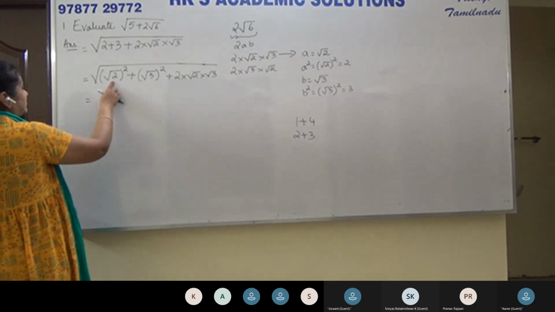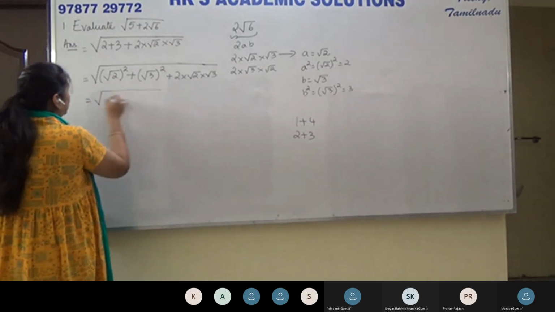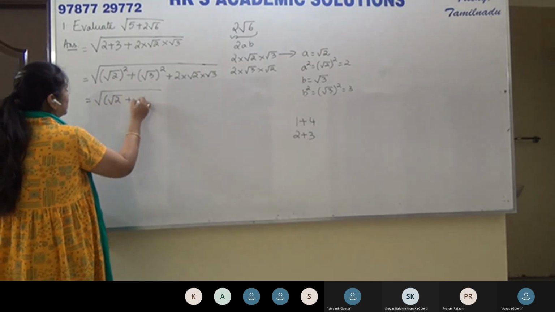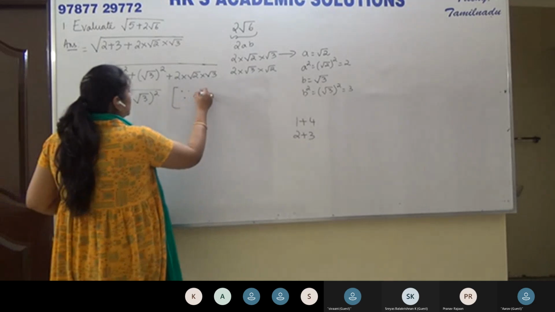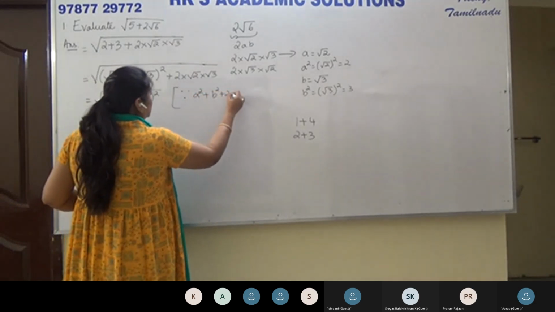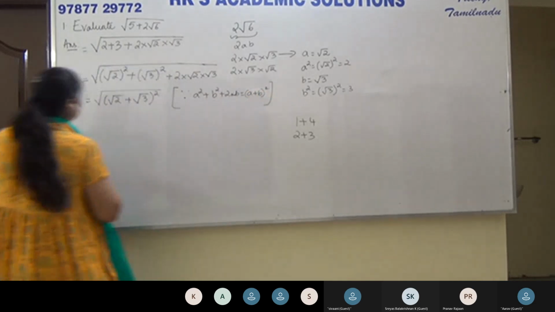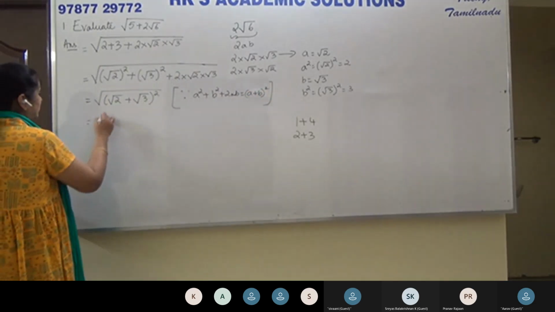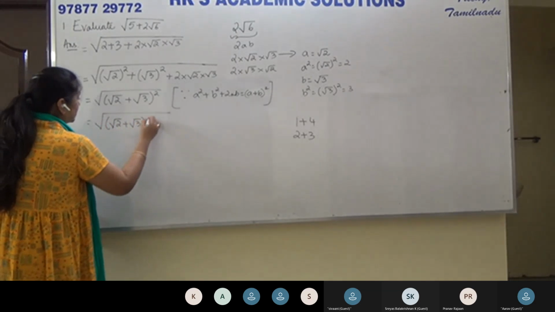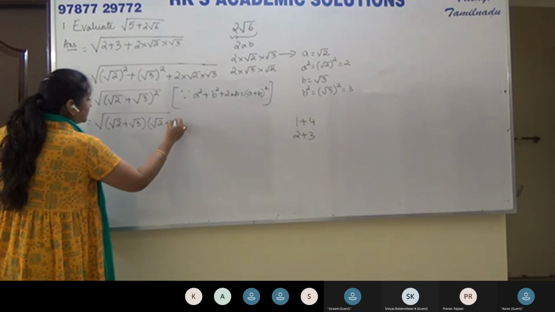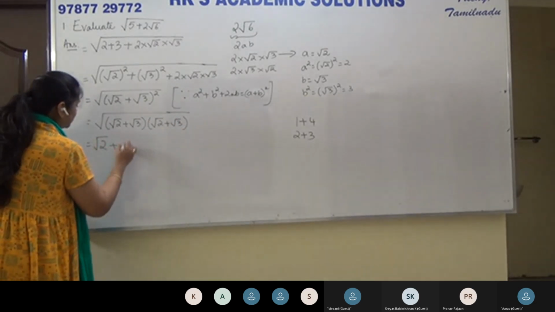So here we have a square plus b square plus 2ab, which is nothing but (a plus b) the whole square. You can just mention the identity, because a square plus b square plus 2ab is (a plus b) the whole square. This is the identity. And this means this is (root 2 plus root 3) into (root 2 plus root 3), which is nothing but root 2 plus root 3 outside.